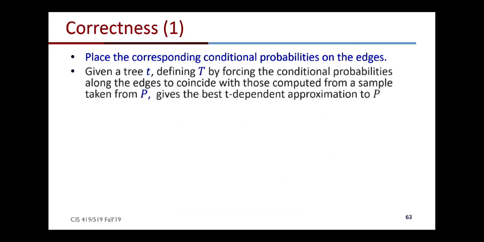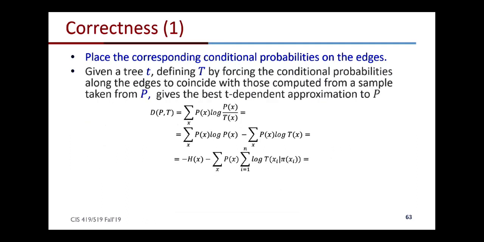Okay, so this is again the question, and we have to do some algebra. So what is the distance between P and T? It's defined to be the KL divergence. Sum over all data points, P of X log this ratio. I'm writing this down this way. So it's, in both cases, sum over X, P of X log P of X, minus P of X log T of X.